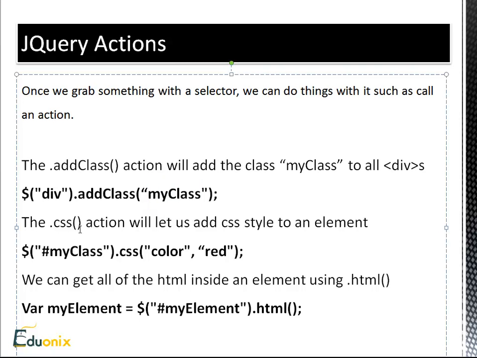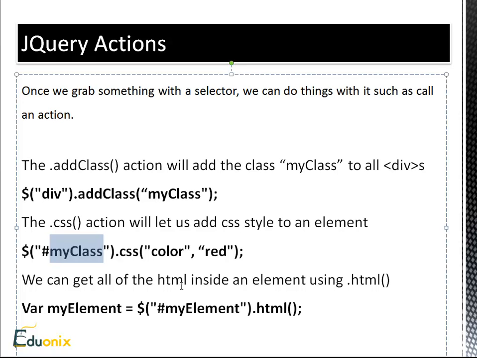This here, the css action, will let us add CSS style to an element, so we can just on the fly add CSS to an element. So we're grabbing something with an ID of my class, and we're just making the color red.